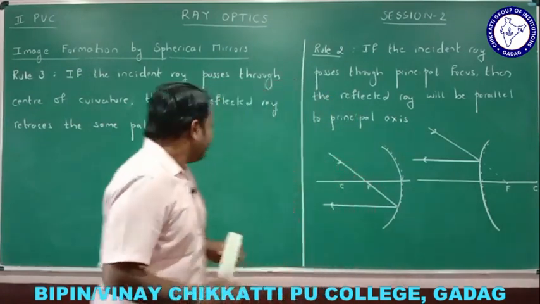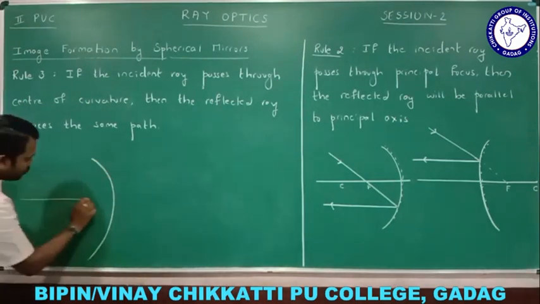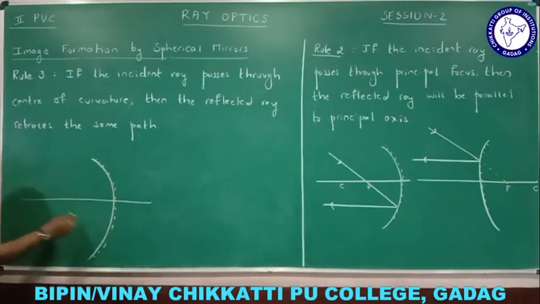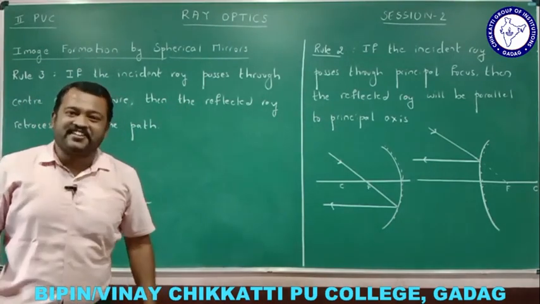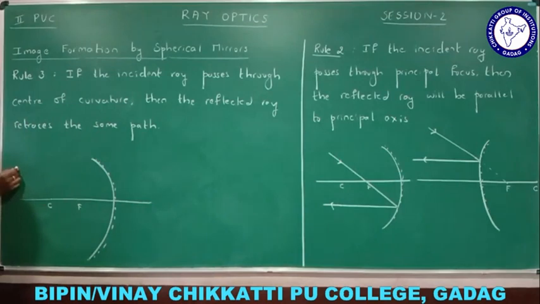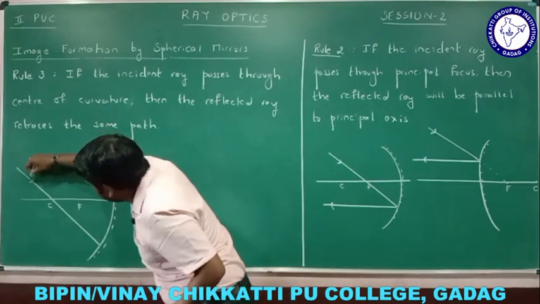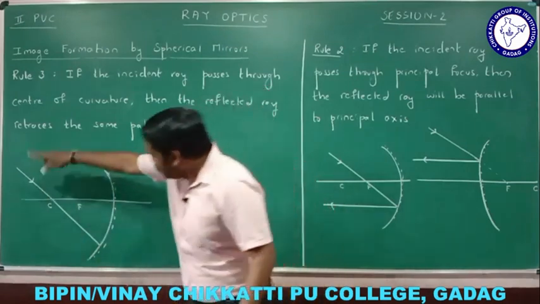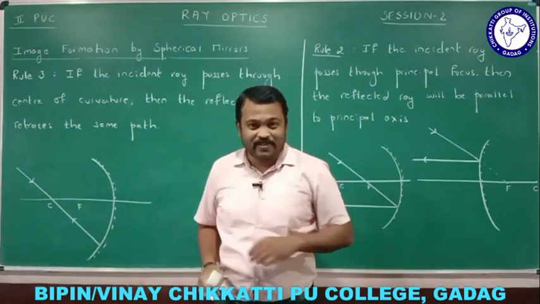Let us take it with a ray diagram. Once again, this is a concave mirror whose reflecting surface is inside the curve. This is a spherical mirror. This is the center of curvature. At the mid there will be the principal focus. The incident ray passes through the center of curvature like this, then the reflected ray retraces the same path. It moves along that line itself. This is rule number 3.